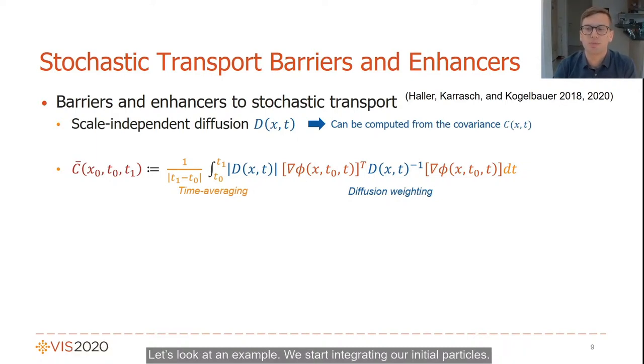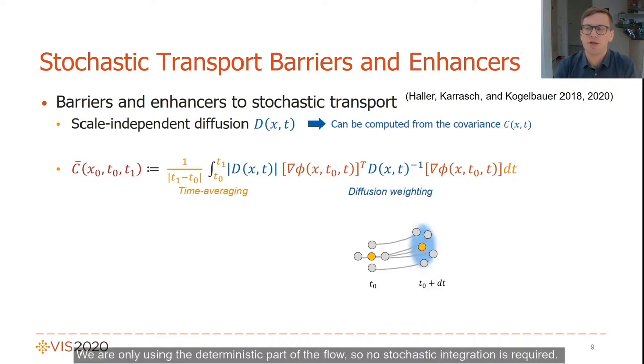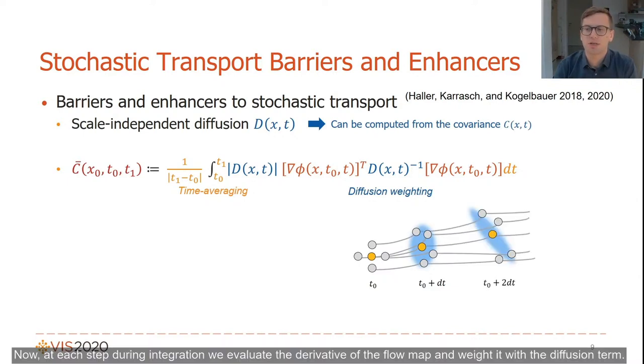Let's look at an example. We start integrating our initial particles. We are only using the deterministic part of the flow, so no stochastic integration is required. Now at each step during integration, we evaluate the derivative of the flow map and weight it with the diffusion term.